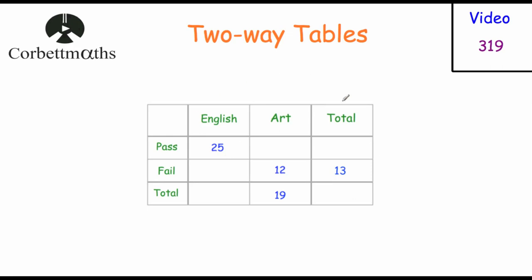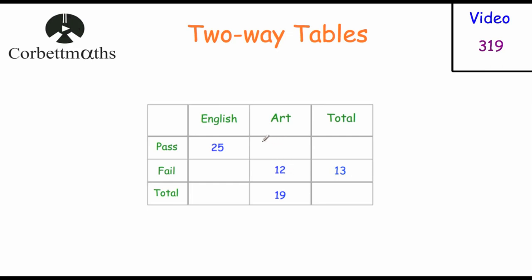So we've been asked to complete this two-way table. Well, we haven't, but I'm saying it now. We're going to complete this two-way table. So first of all, let's look at art. We've got 12 students that have failed art out of 19 in total. So 19 students studied art and 12 of them failed. So it must have been quite a hard test.